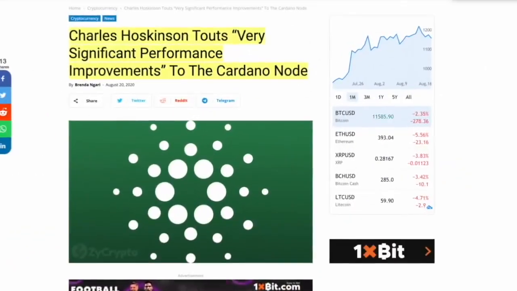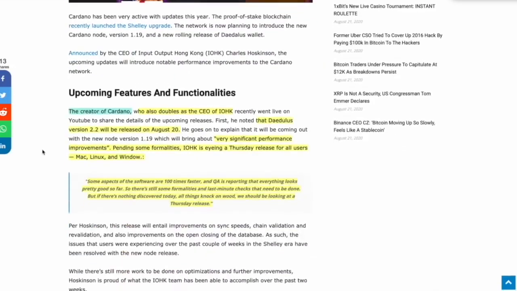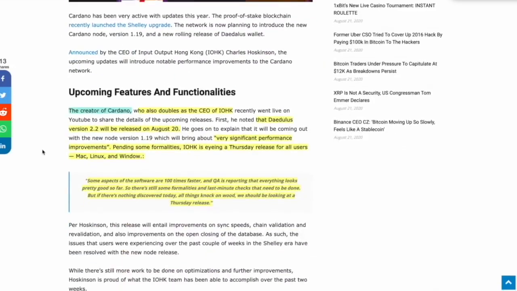Last up, Charles Hoskinson touts very significant performance improvements to the Cardano node. So what's going on here? The creator of Cardano, who is also the CEO of IOHK, Input Output Hong Kong, noted that Daedalus version 2.2 will be released on August 20th. And today is August 21st.